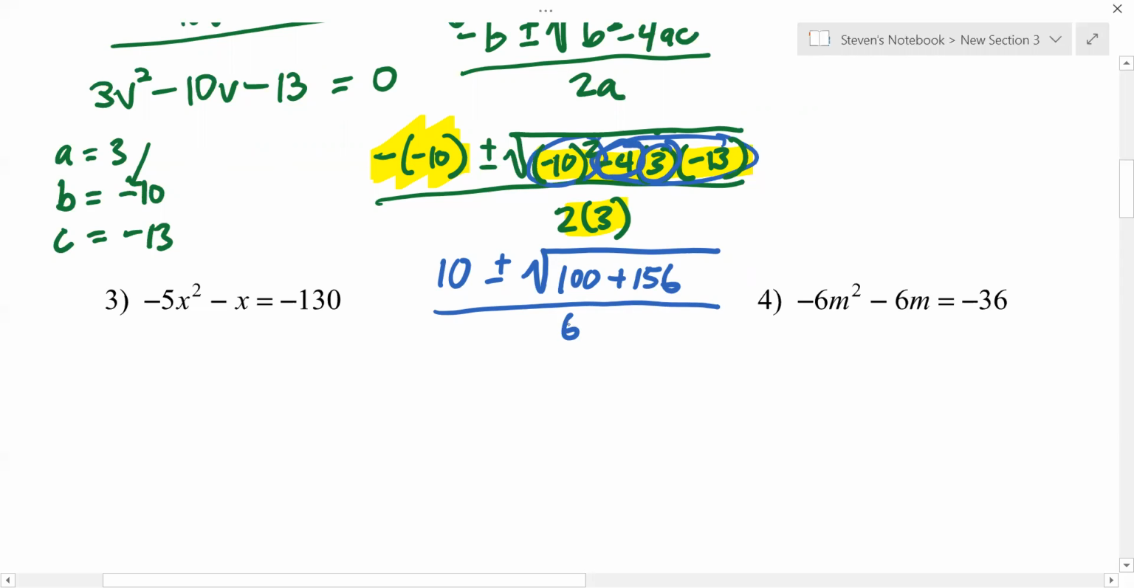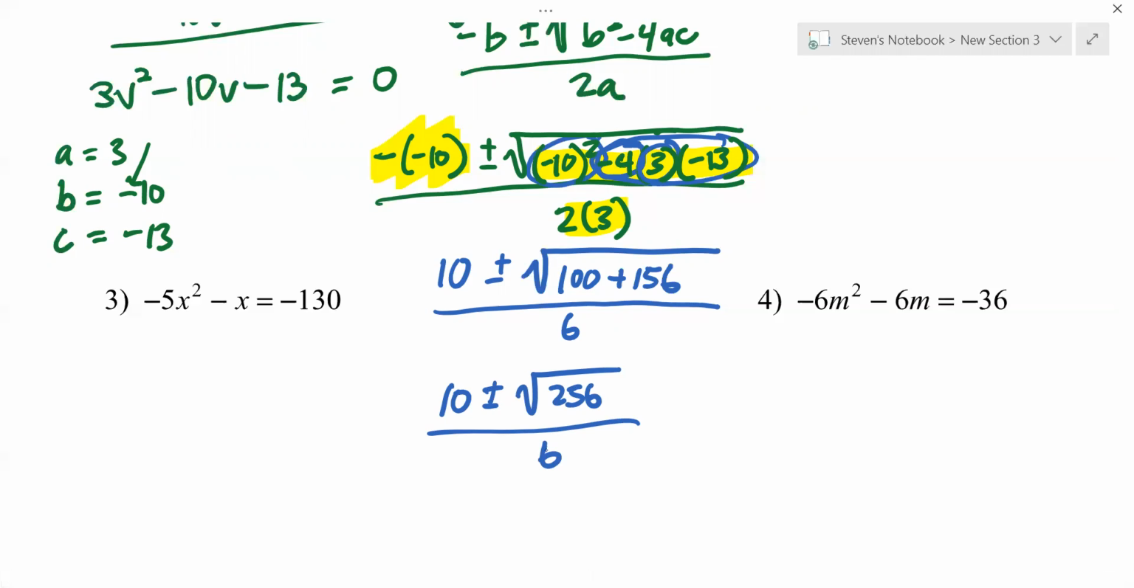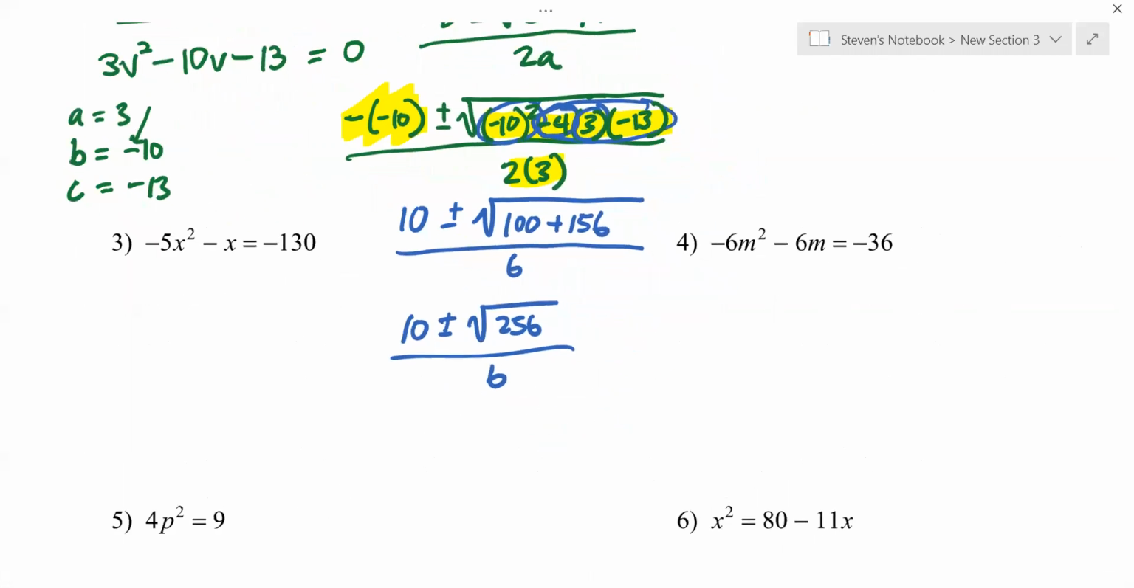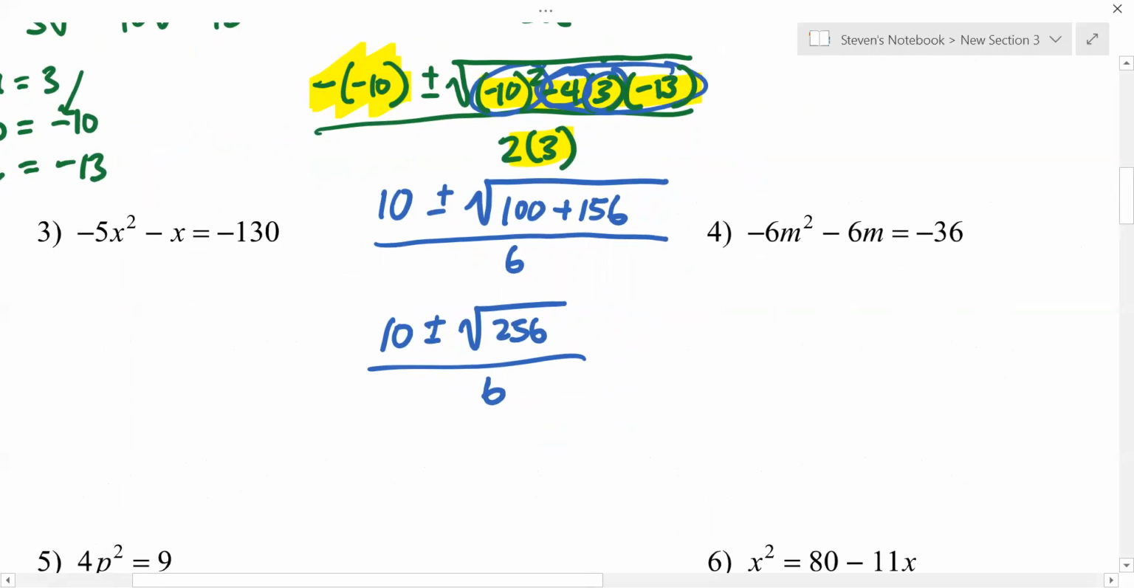Okay, let's simplify the square root now. 100 plus 156 is 256. So 10 plus or minus the square root of 256, all divided by 6. All right, well, let's check out what the square root of 256 is. 16, exactly. I know I'm going into other problems here, but that's okay. You guys can adjust your space or do it on separate paper if you run out of space. 10 plus or minus 16 divided by 6.